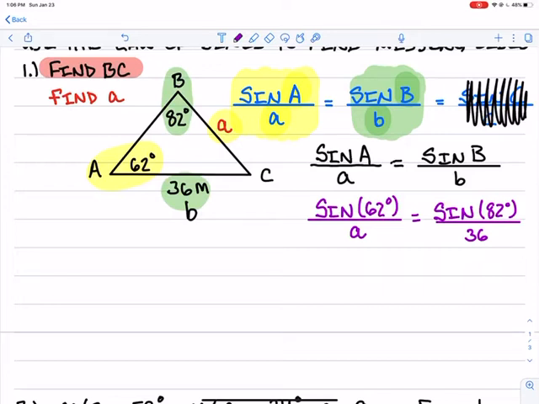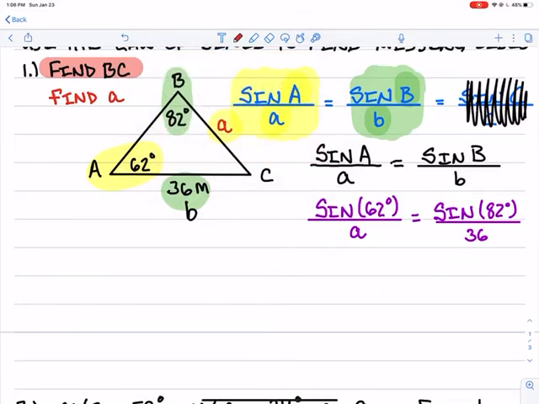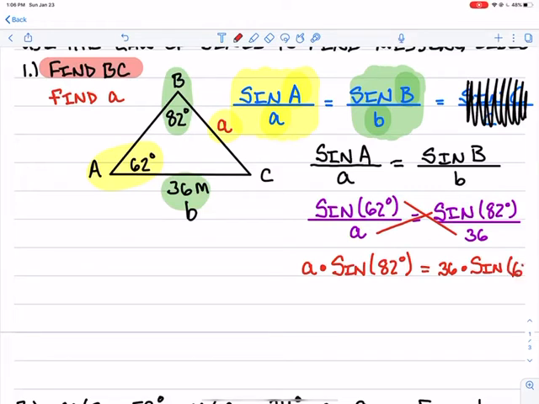I have angle A, angle B, side B. I'm just missing side A, and obviously that's my goal, is to find it. So how do we do that? Well, I need to get rid of these two giant fractions. To do that, I'm going to cross multiply. So I have A times the sine of 82 is going to equal 36 times the sine of 62.